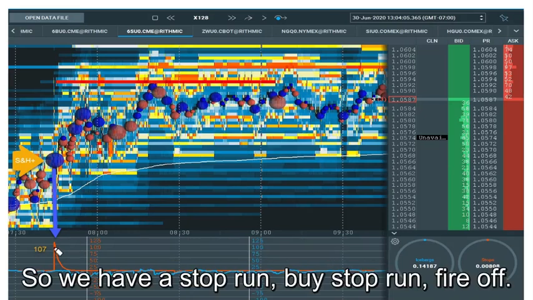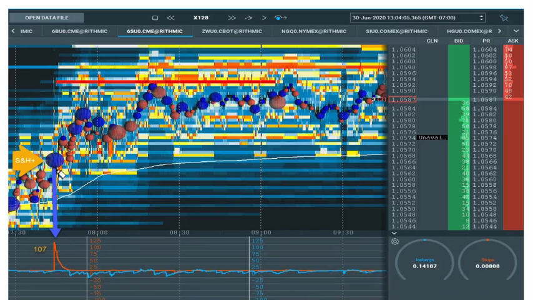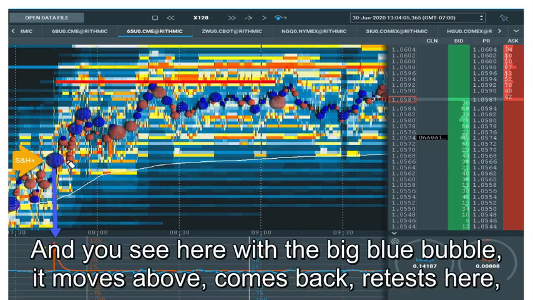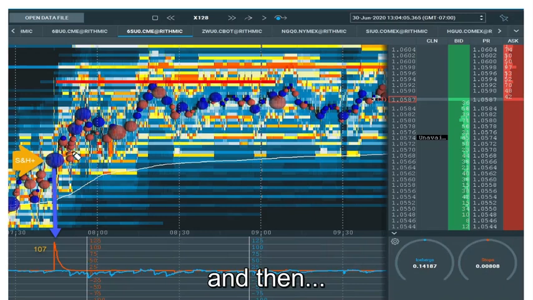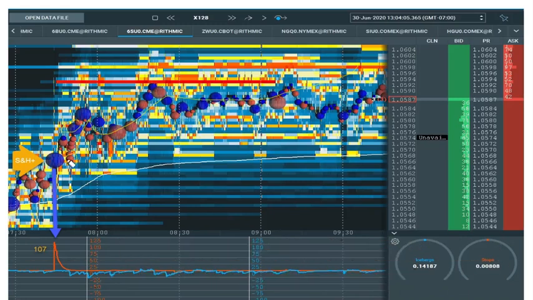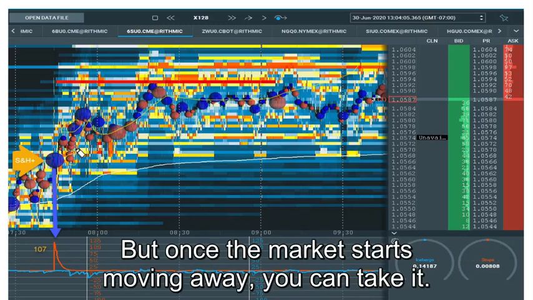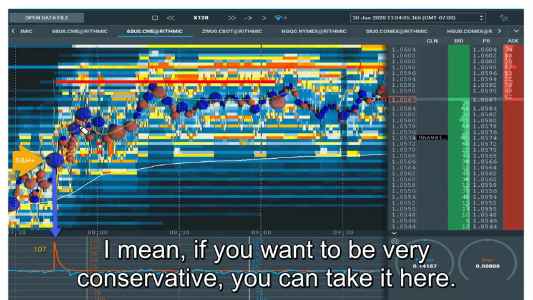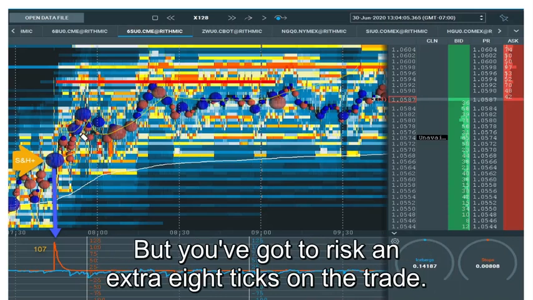So we have a buy stop run fire off, and you see here with the big blue bubble, it moves above, comes back, retests here, and then off to the races. So usually we enter on the first blue bubble, which didn't occur until way up here, but once the market starts moving away, you can take it. If you want to be very conservative, you can take it here, but you've got to risk an extra 8 ticks on the trade.